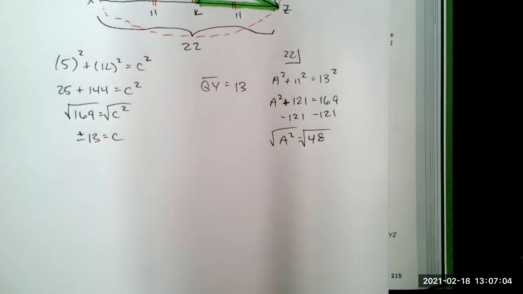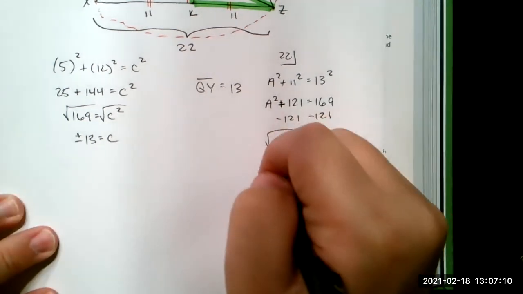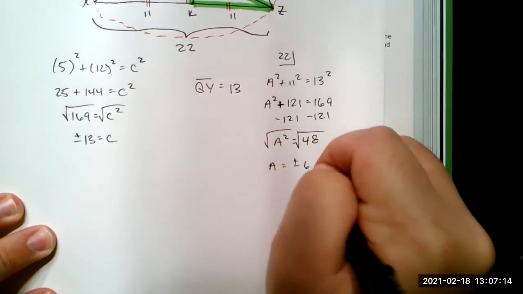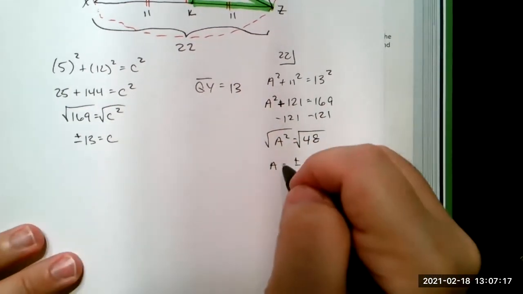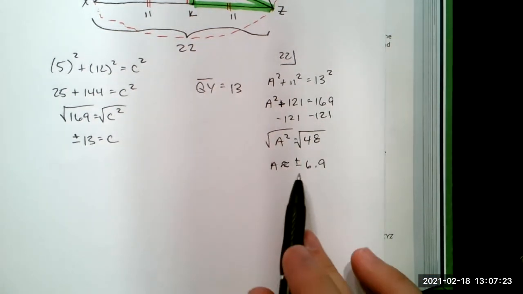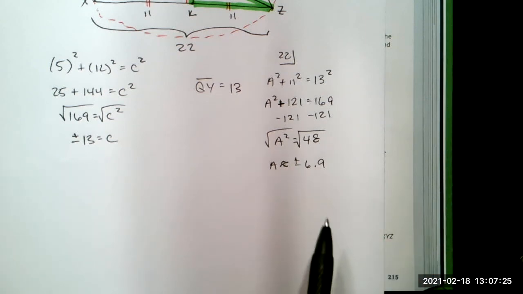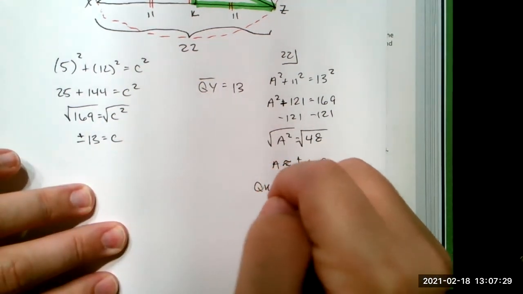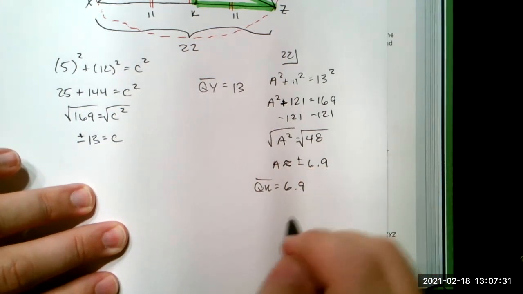Square root of 48, 6.928. Let's just call it 6.9. So A equals positive and negative 6.9. About, right? I should draw some little wiggly lines there to show approximately equal. Again, we're talking about distance, so I'm not concerned about the negative part. So I would say that QK, I think is what we're looking for. QK equals 6.9.